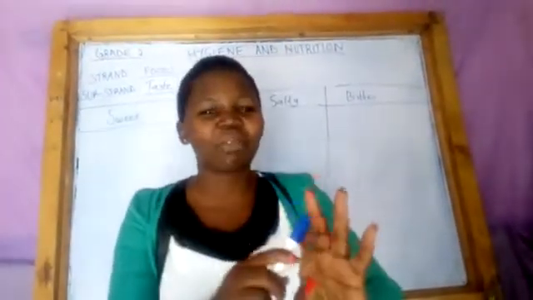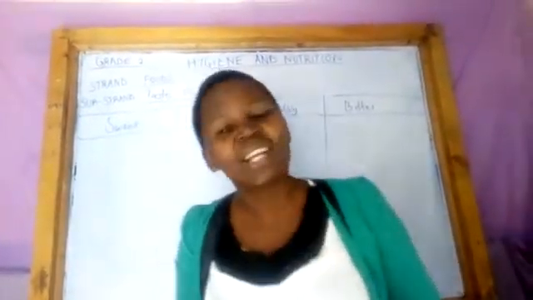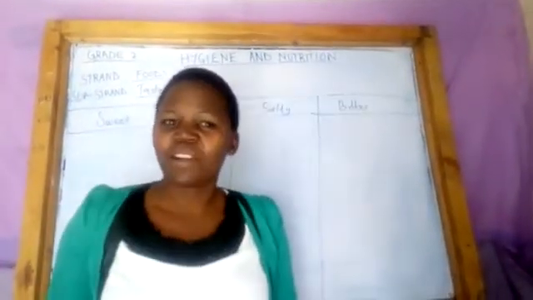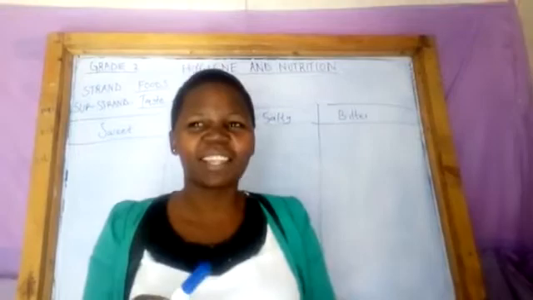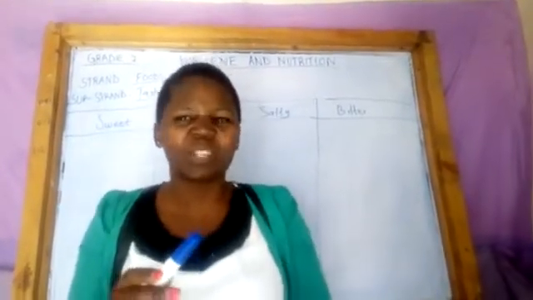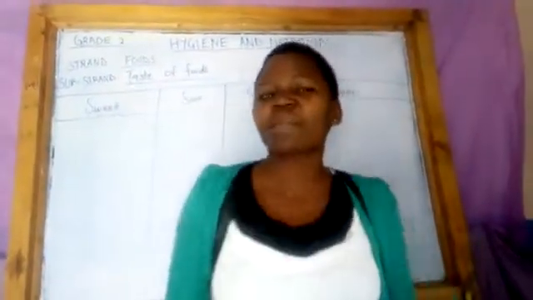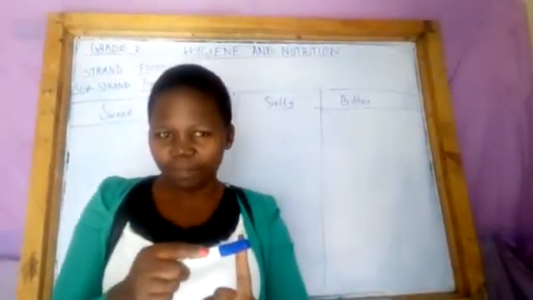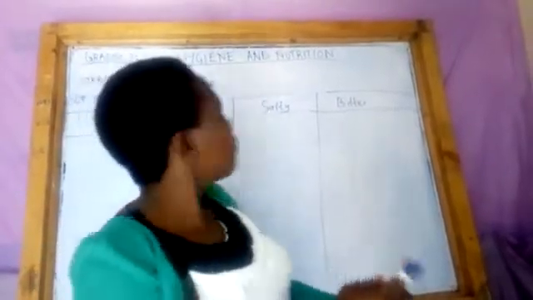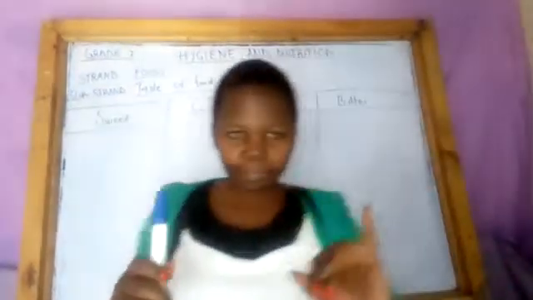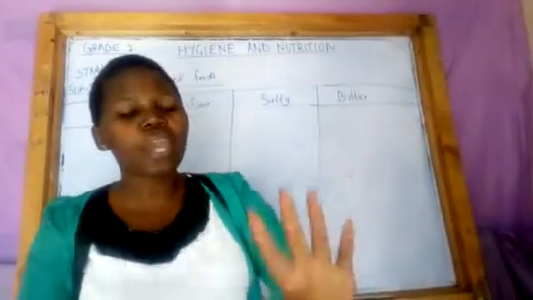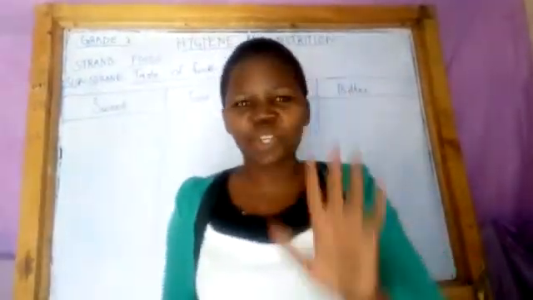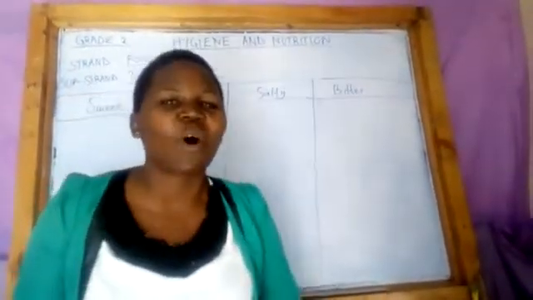We have sweet foods, which I know most of you like, foods which are very sweet. And then we have sour foods, they are not bitter, they are not sweet, sour foods. And then we have salty foods, foods with salt. And then we have foods that are bitter. So we have sweet, sour, salty, and bitter. Those are the 4 basic tastes of foods.